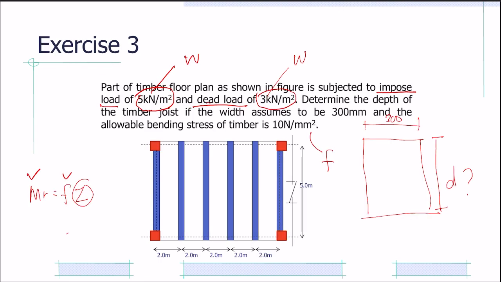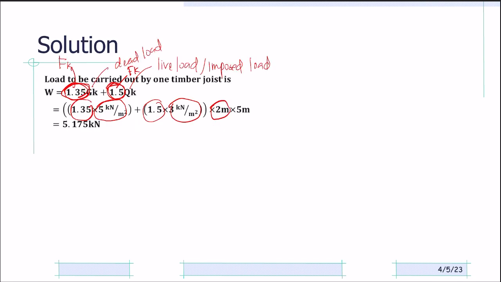Then we times with the area. So one timber joist will carry as much as this, this is 5 meter, and this is 2 meter. Therefore 2 meter times 5 meter, that is the area. So you get 5.175 kilonewton for the area of 2 meter by 5 meter.